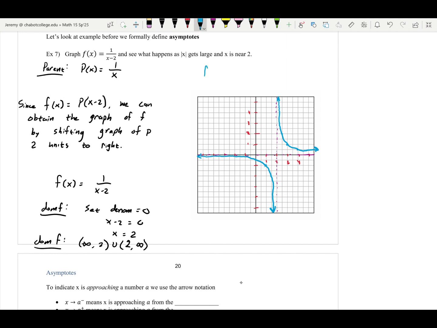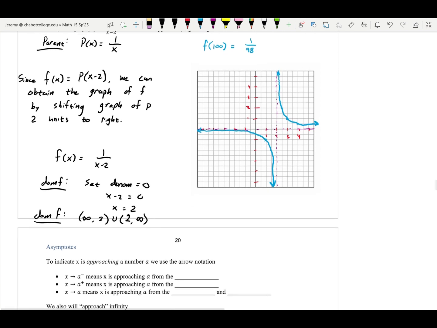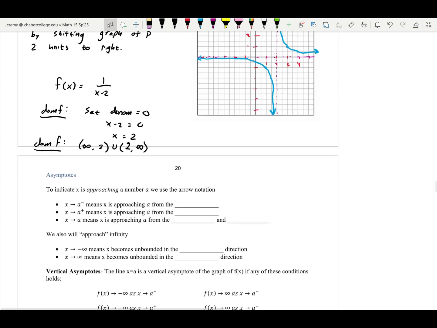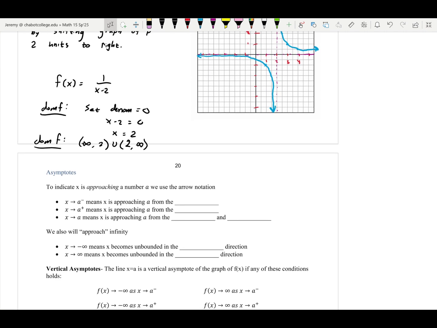And as we plug in values of x that are very, very large into this function, like if we look at f of 100, that's going to be 1 over 100 minus 2, which is 1 over 98. That's a very small number, right? So as we look off to the right or to the left, we're going to see values of the function getting very, very close to 0. So that's how we approach that horizontal asymptote. And that's what we're talking about down here.